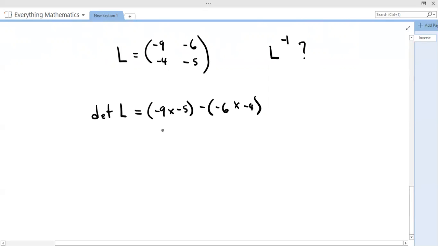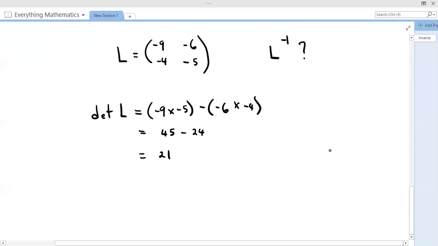9 times 5, that's 45. Negative and negative will make it positive. And we're subtracting that from 6 times 4, which is 24. And again, the negative and the negative here will make it positive. So that's 24. And then we compute 45 minus 24, that is what? 4 take away 5 is 1, 2 take away 2, so it's 21. So that's positive 21. 45 minus 24 is 21. And of course, if I add back these two numbers, I will get back my 45.